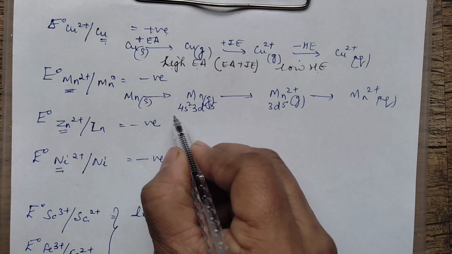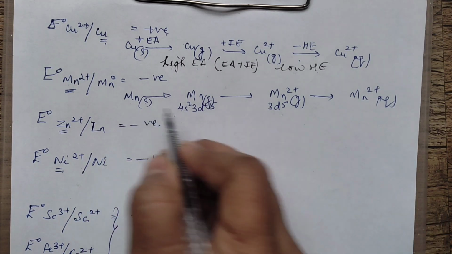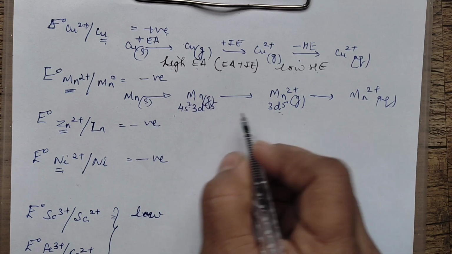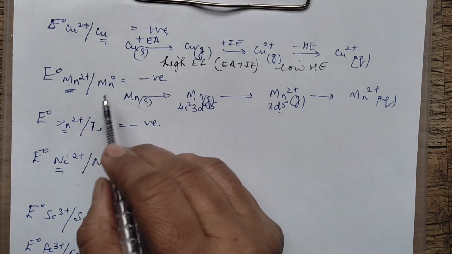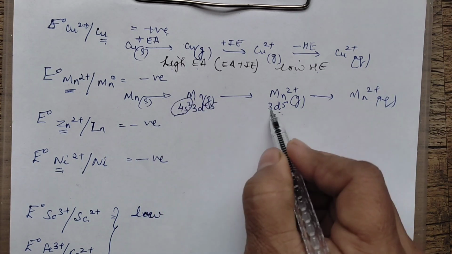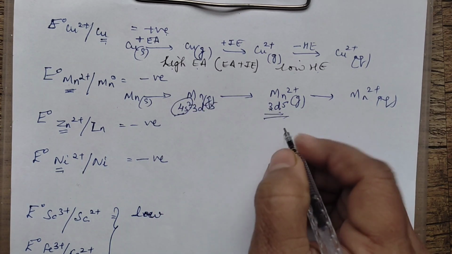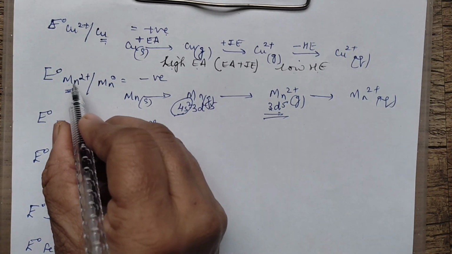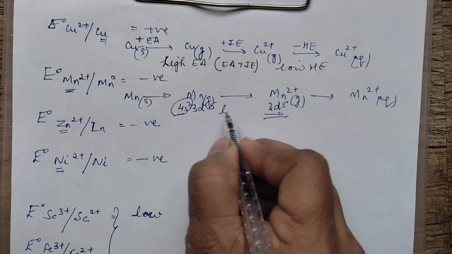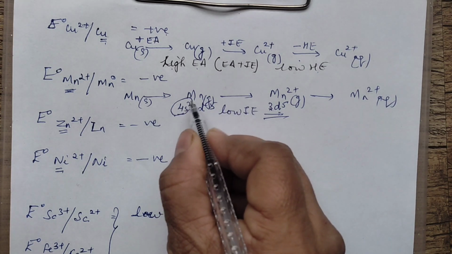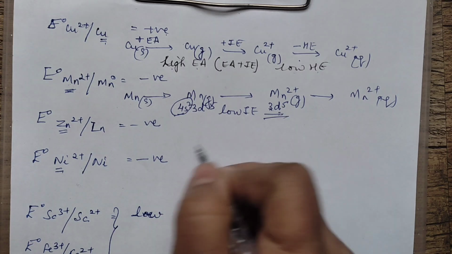So out of this and this, which is more stable? This one. This is half filled in the valence shell. This is more stable. So its ionization enthalpy will be comparatively less because it can lose these two electrons readily and acquire this more stable configuration. So you will write down for this Mn the low ionization enthalpy. Ionization enthalpy is low so that it is getting the half-filled stable configuration.